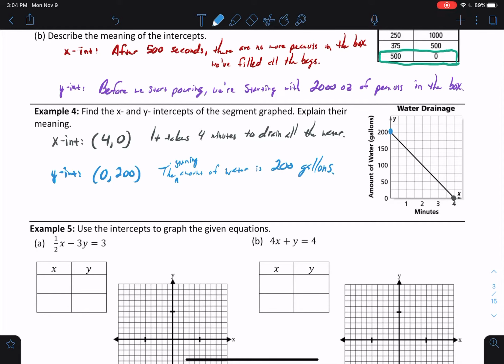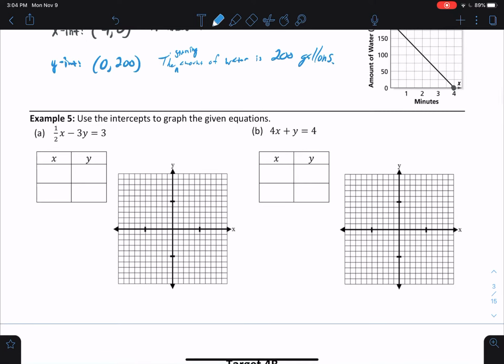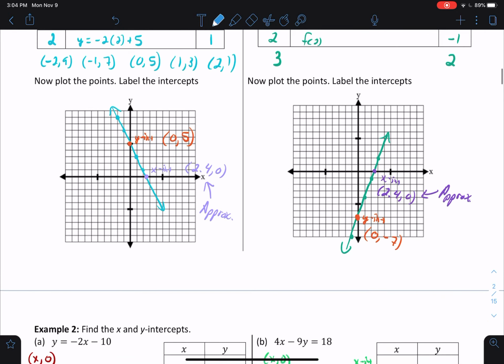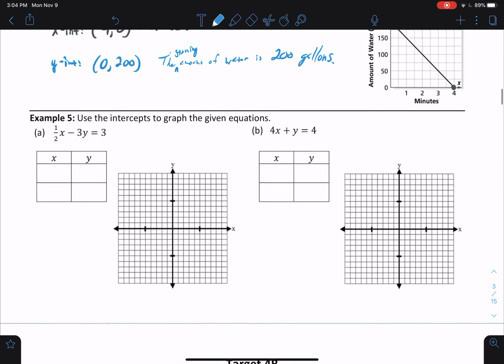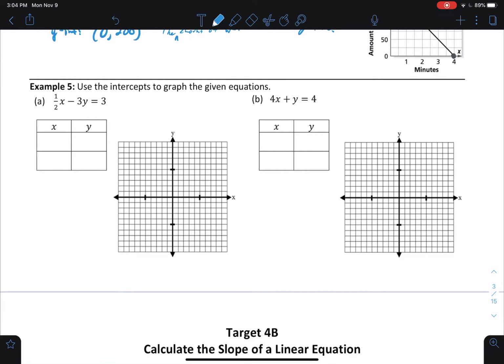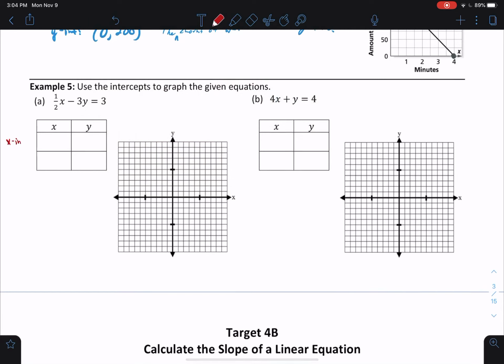Okay? And to close out this concept of intercepts, we can use these to graph equations. So in the previous video, we used a table. We plugged in values for x. We got out their value for y, and then we plotted those points. Well, down here, we're going to use intercepts to graph. So we need to find the x-intercept and the y-intercept.